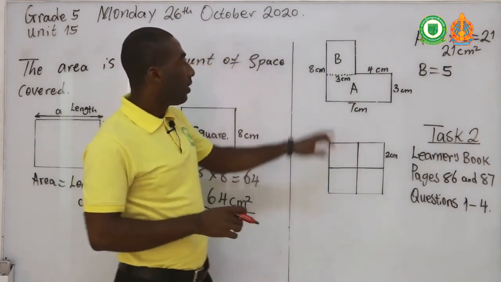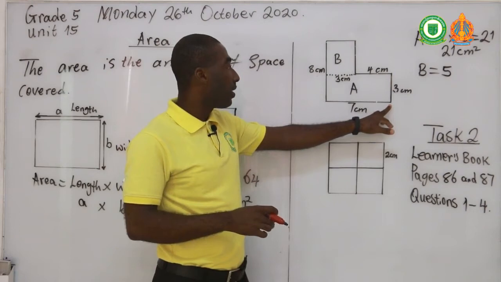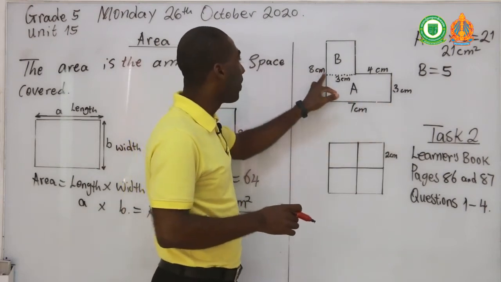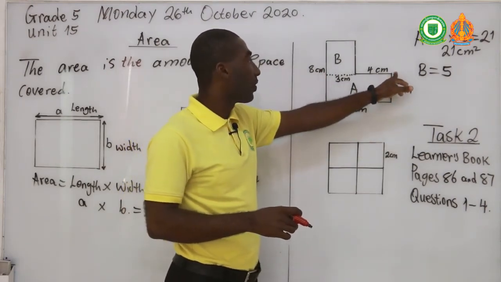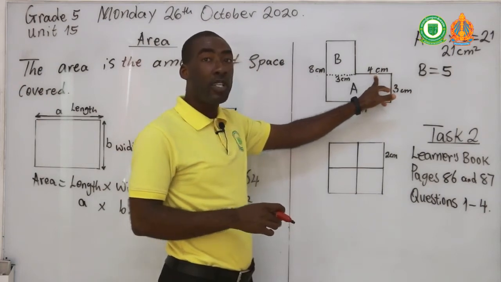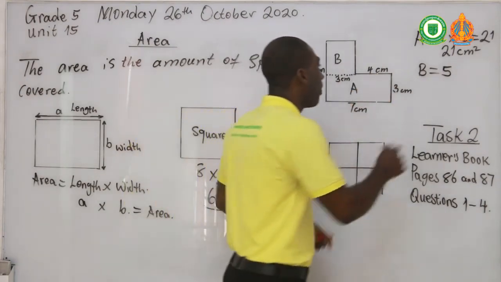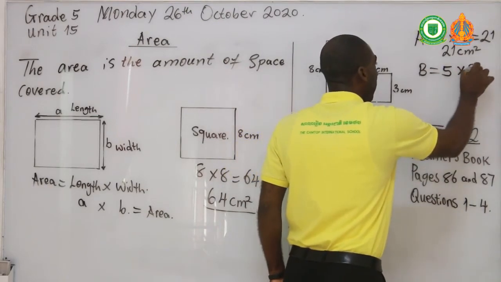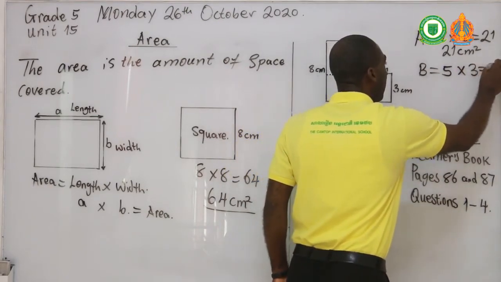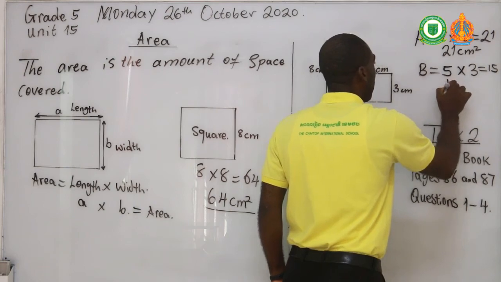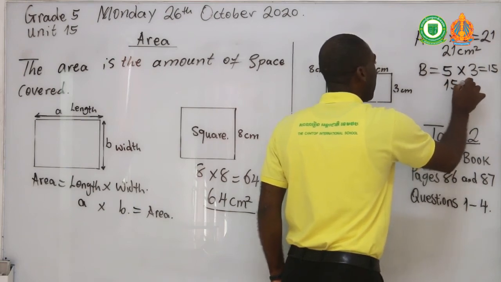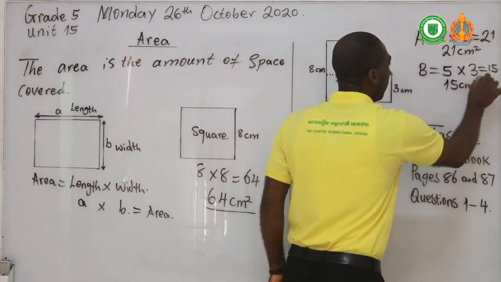From here to here is 7. It means from here to here is also 7. And then 4 is already taken out, which means we have 3. So we multiply 5 here by 3, and that will give us 15. Don't forget we are dealing with area, so it's 15 centimeters square.